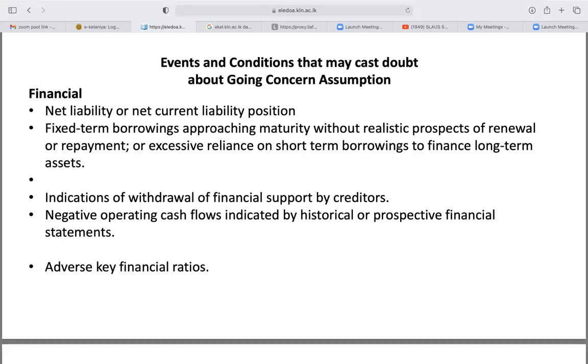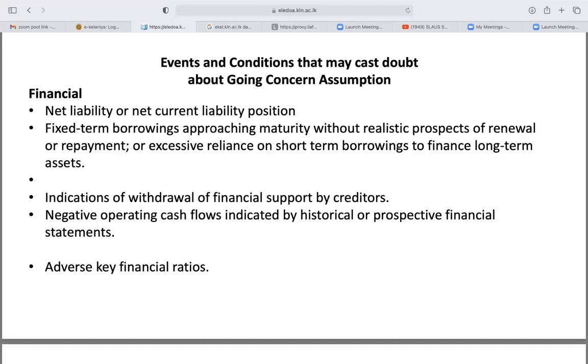Fixed term borrowings approaching maturity without realistic prospects of renewal or repayment, or excessive reliance on short-term borrowings to finance long-term assets. We have fixed term borrowings, right? And at maturity, if you see that there is some kind of law case going on in America where they are asking for treasury bills and treasury bonds related to the Sri Lanka government, right? So this sort of situation can arise, right? They are asking for money, but we don't have money to give, right? So now we are in a going concern issue.